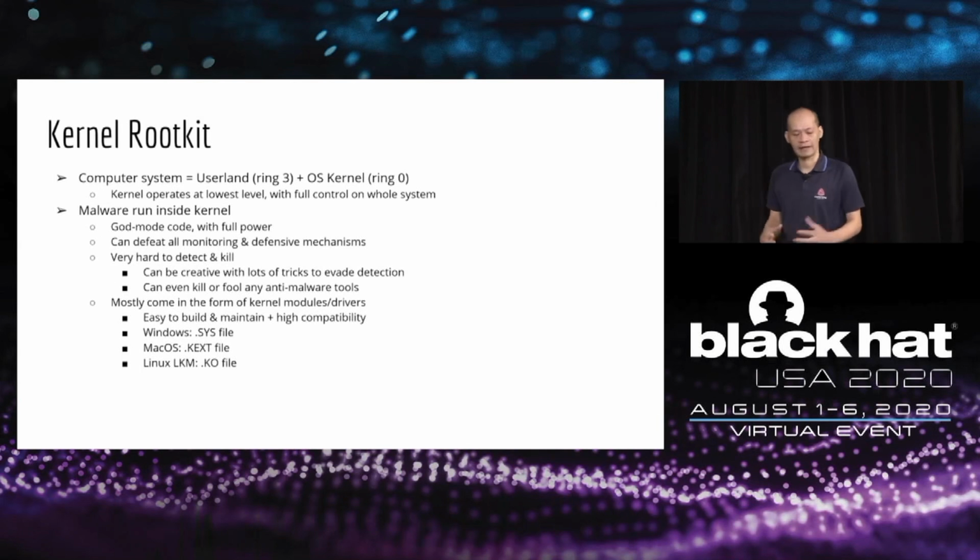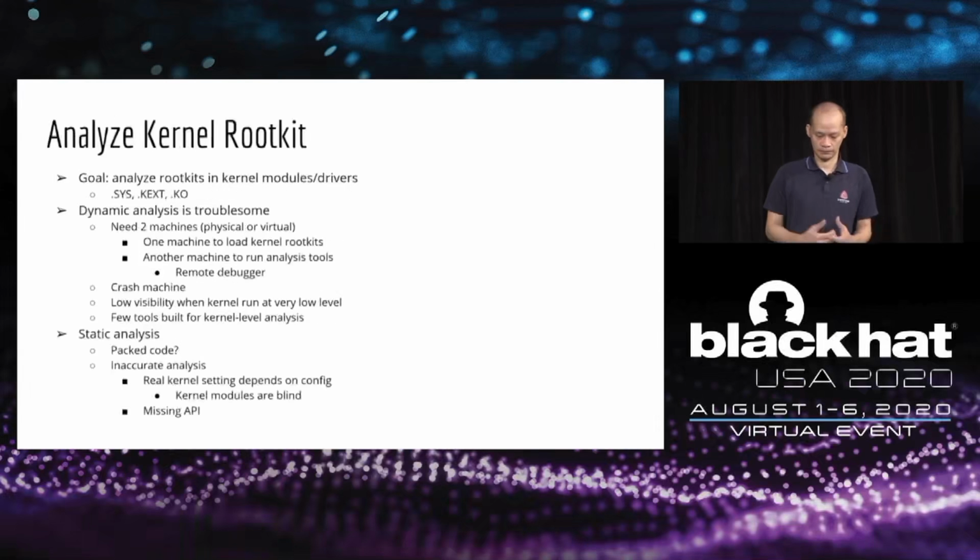Okay, so we want to analyze kernel rootkits, which is not easy at all. We set the target that the kernel rootkit comes in binary form, which means we need to analyze .sys files, .kext files, or .ko files depending on the platform. So there are 2 ways to analyze kernel rootkits coming in the form of kernel drivers.